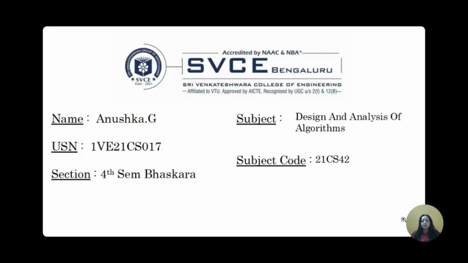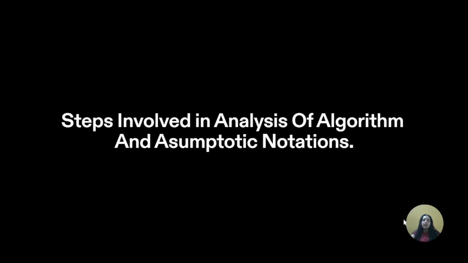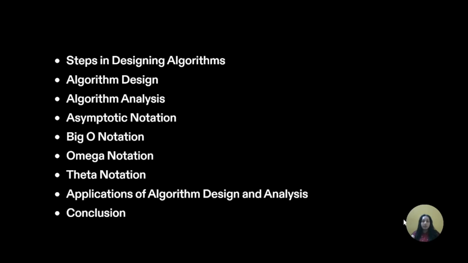Today we are gonna discuss a topic in design and analysis of algorithms. So I'm gonna start with the basic topic called the steps involved in analysis of algorithms and asymptotic notations. So in this PPT we are gonna study different topics like steps involved in designing algorithms, algorithm design, algorithm analysis, and asymptotic notations. In asymptotic notations, we have three subtopics called big O notation, omega notation, theta notation, and applications of algorithm design and analysis.